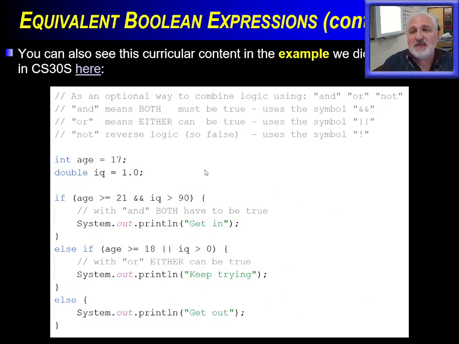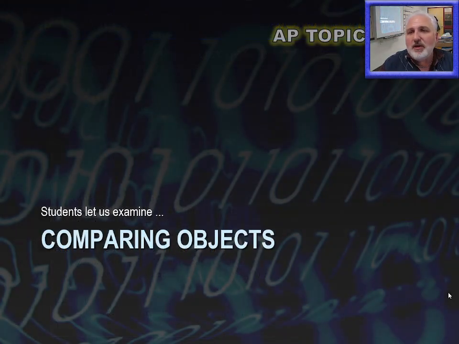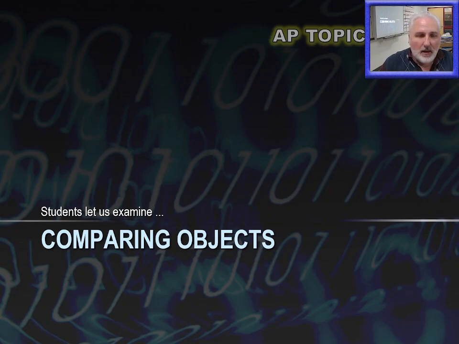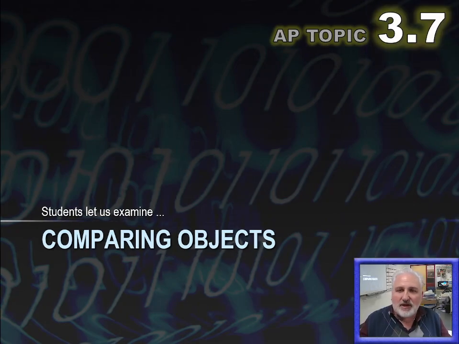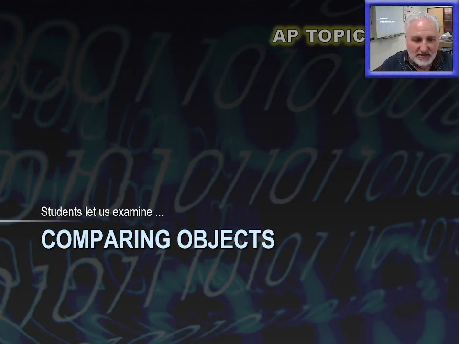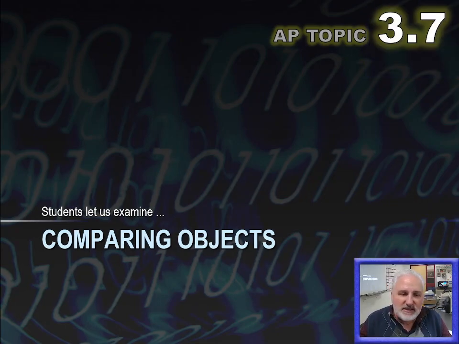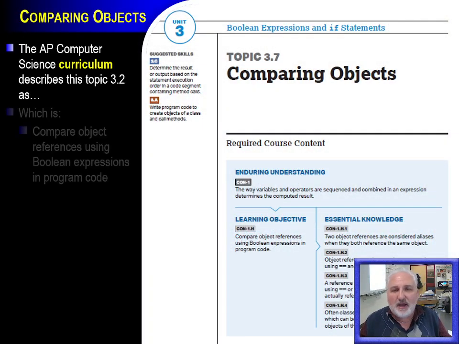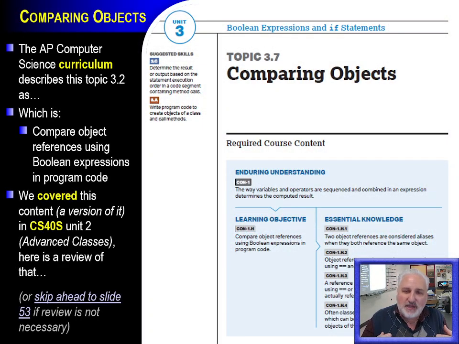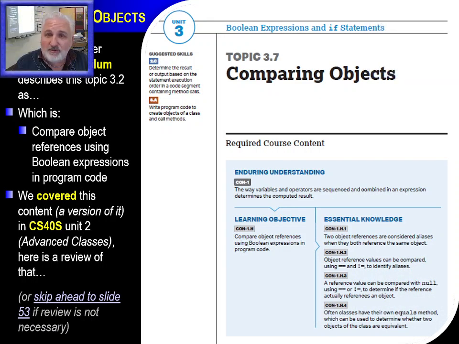So that's what that means in terms of the vocabulary within the curriculum. It's a little weird, but I think you kind of get the idea. All right, moving on to the final topic of this, comparing objects. This is weirdly in the AP curriculum at this point, but really this is a topic we covered, comparing objects, so things like strings or even class level objects.